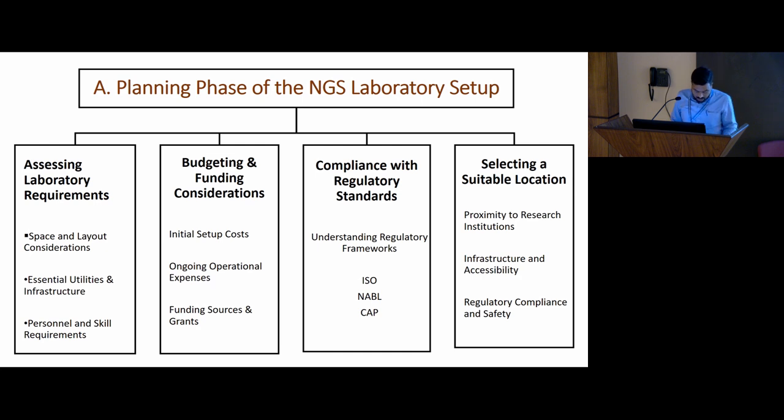Explore potential funding opportunities from government agencies or private funding. A system is also required for biological, chemical and sharp waste. Follow the local regulations, like in Maharashtra we have MPCB, the Maharashtra Pollution Control Board, so we have to take permission from them.